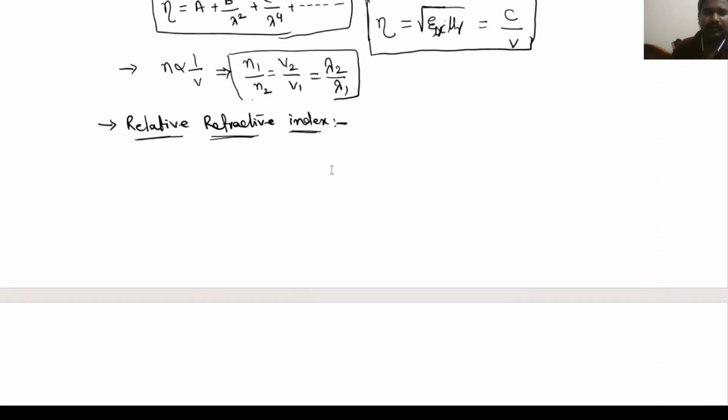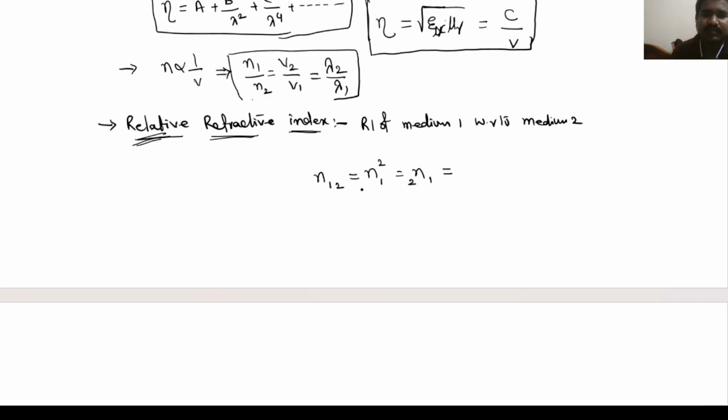Now, the concept is the relative refractive index. Here you can see, the word relative gives the comparison. Therefore, the refractive index of medium 1 with respect to medium 2. How we need to define it, now you can see. The refractive index of medium 1 with respect to 2, or this symbol, refractive index of 1 with respect to 2.